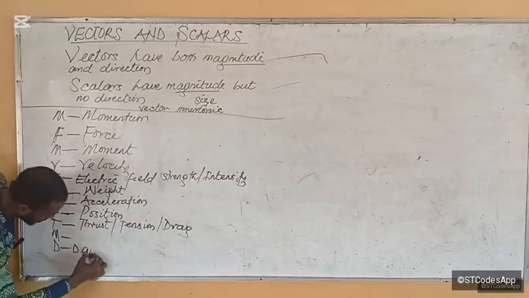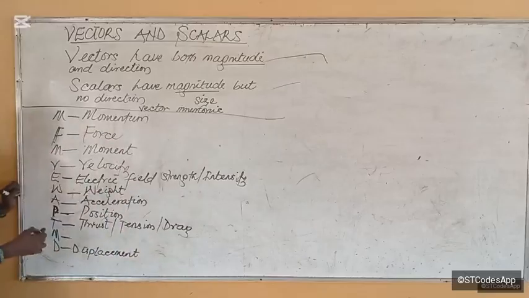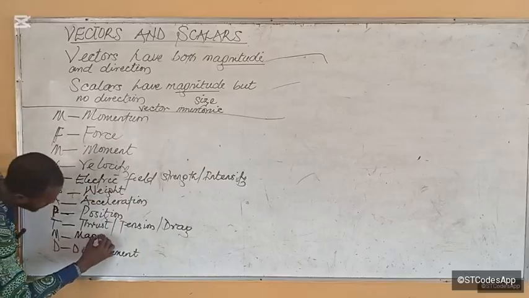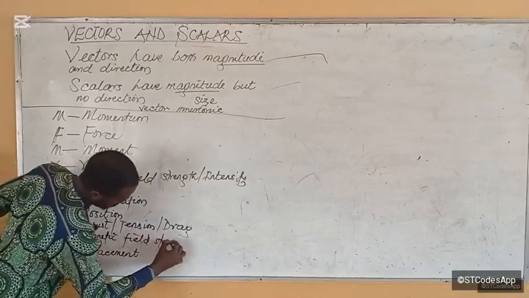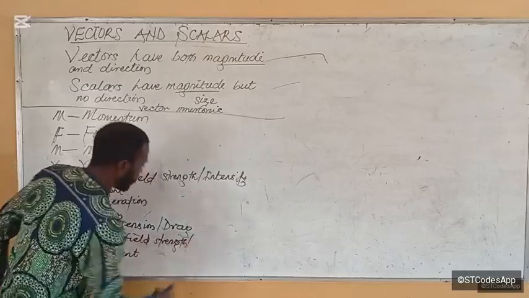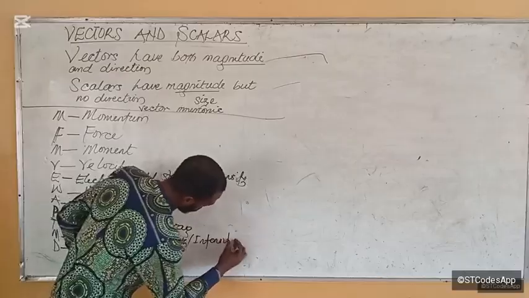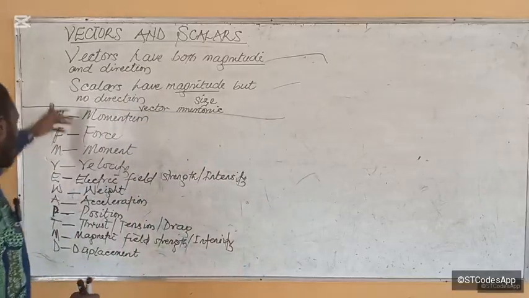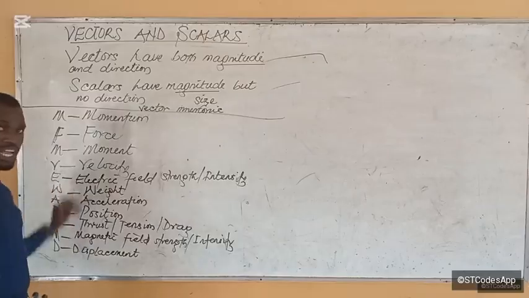Then this one is displacement, not distance. Like I said, distance is scalar. What does this M stand for? Magnetic field strength, or magnetic field intensity, or magnetic vector. Now look at this. All of these are your vectors.